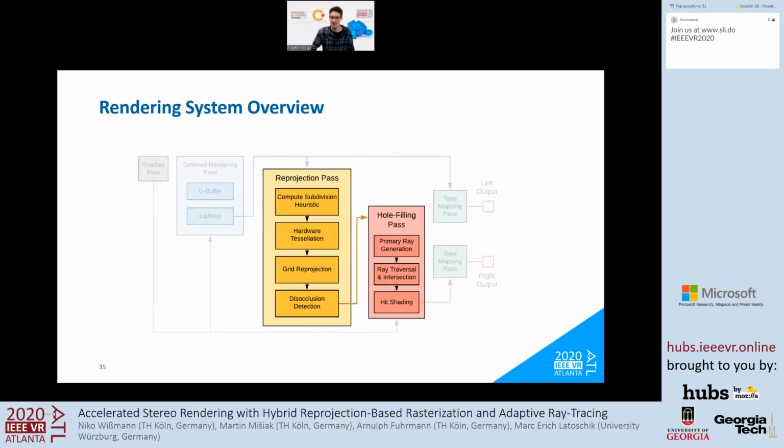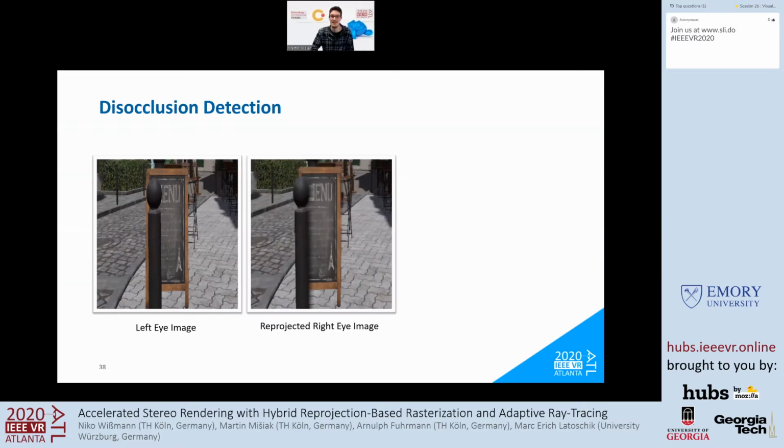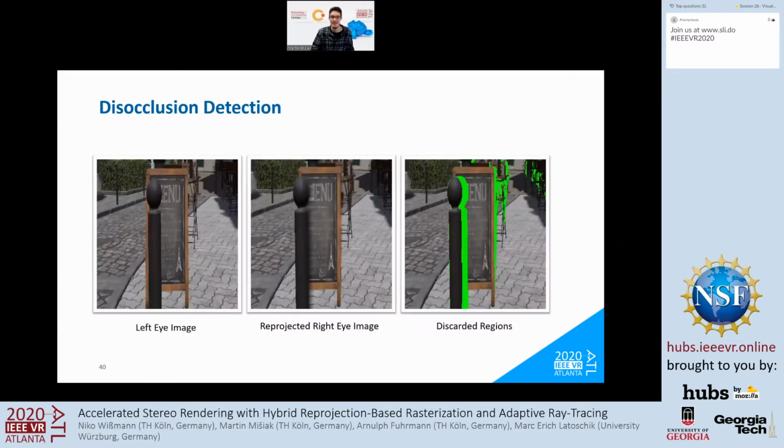With the correct subdivision, the grid can then be reprojected into the viewport of the right eye with the mechanism described earlier. One prominent artifact of grid reprojections are so-called rubber sheet artifacts, which wrongly connect surfaces at depth discontinuities. They can cover regions which were previously not visible in the left eye, as well as occlude regions where correct information was available. Therefore, our next step in the pipeline is to detect these regions and discard the affected fragments. Details can be found in the paper on this.